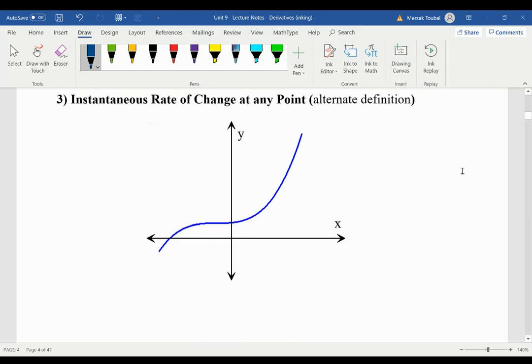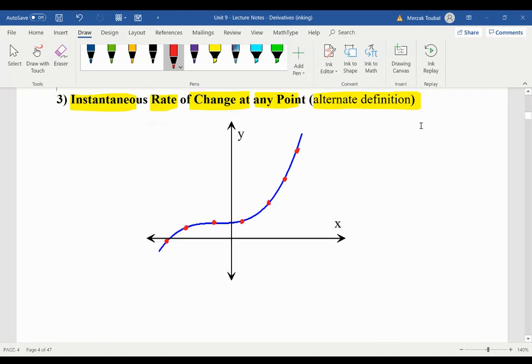Now there is an alternate definition, which is the same thing. It calculates the instantaneous rate of change at a point, but this is good when we want the slope at any point on the curve. So it means we come up with the slope formula, and then each time we want a slope at a different x, all we have to do is plug in the value of x in the formula, and we get the slope. So you're going to see how this works.